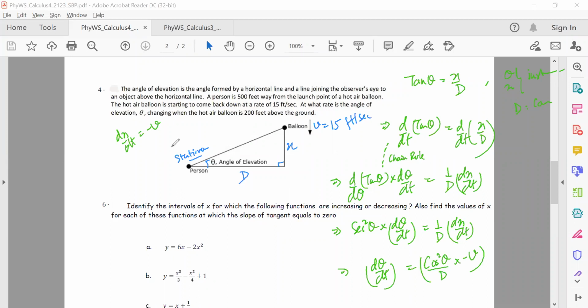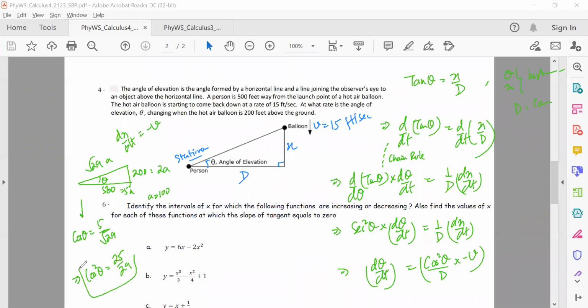At the given instant, what is the value of theta? So let's understand that. This is 200, this is 500. So we can write this as, let's say 2a, this is 5a, where a is 100. So the hypotenuse will become square root of 29a. So cos theta is base upon hypotenuse, so it's 5 upon square root 29. So cos square theta is 25 by 29. So this we will substitute here.